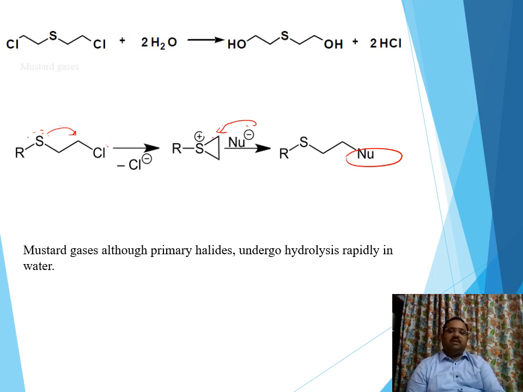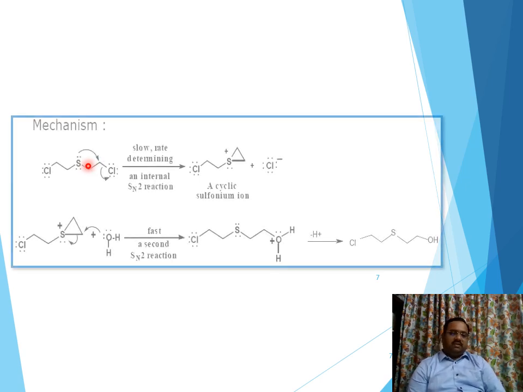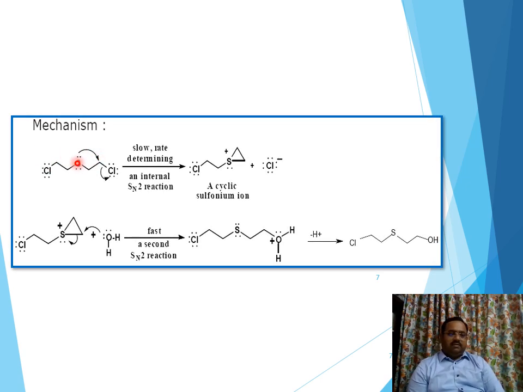This is the reaction. You can see this is the neighboring group participation example. Water acts as a poor nucleophile in this case. Now see, this is the mechanism. What happened here is very clearly explained. The lone pair from the sulfur atom attacks from the backside on the carbon on which your weak nucleophile or leaving group is attached, and this is the slow rate determining step.